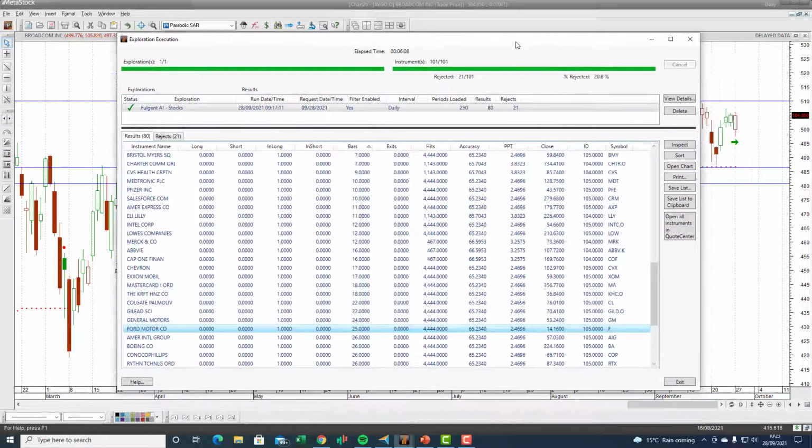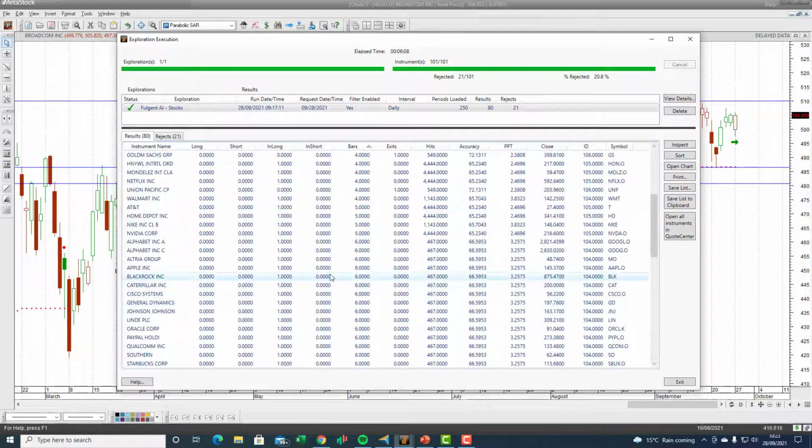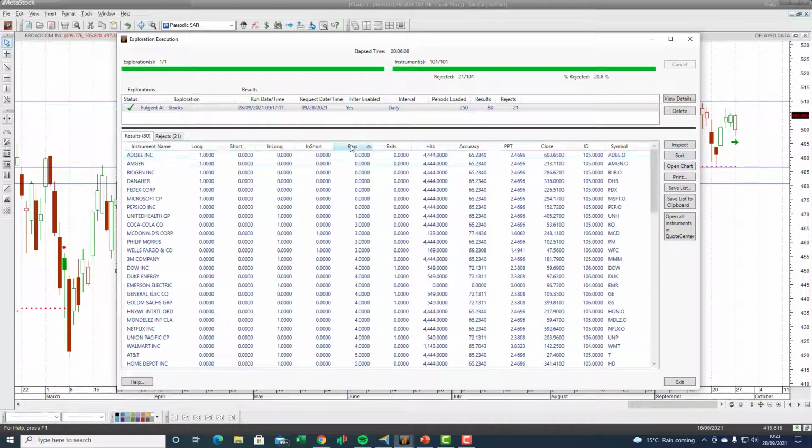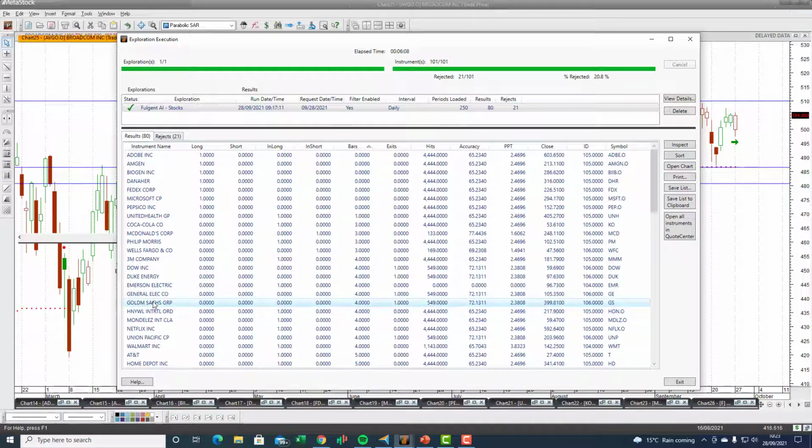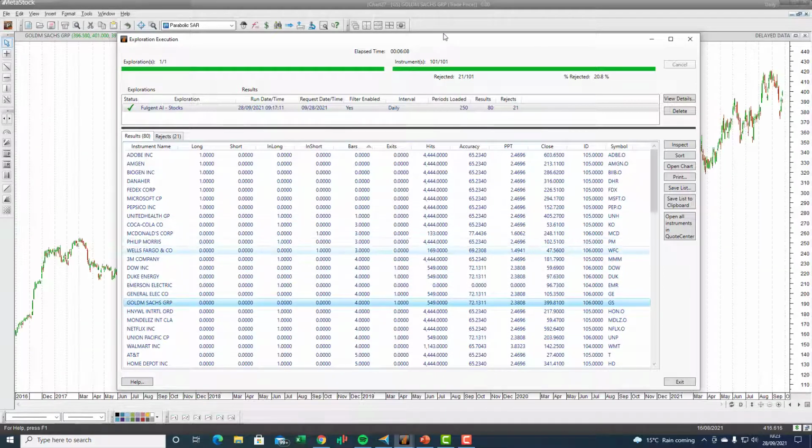But yeah, that's the list now. There's about 80 stocks that the AI is either in a long or in a short. And you can sort your columns by bars just to get the most recent trades. There's Goldman Sachs Group. Let's take a look at that one. One of my favorite holdings as well.